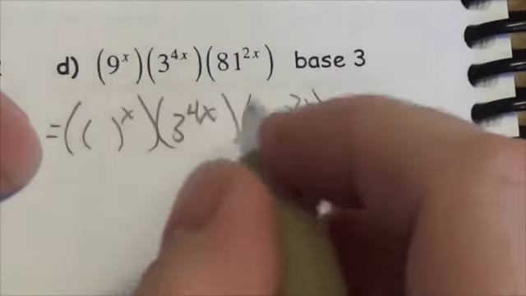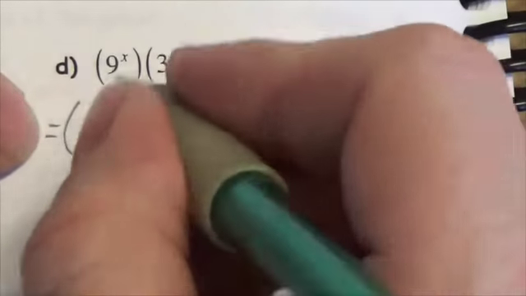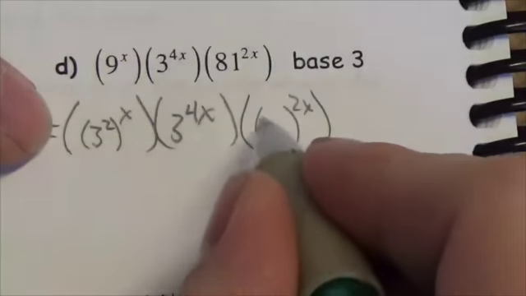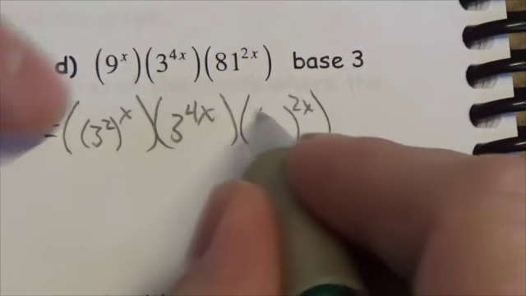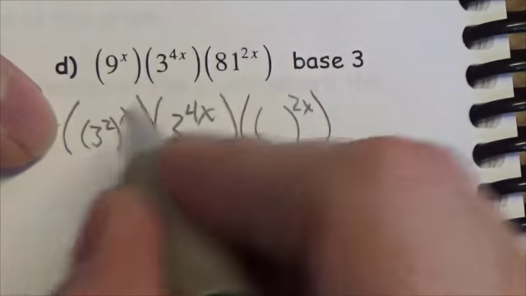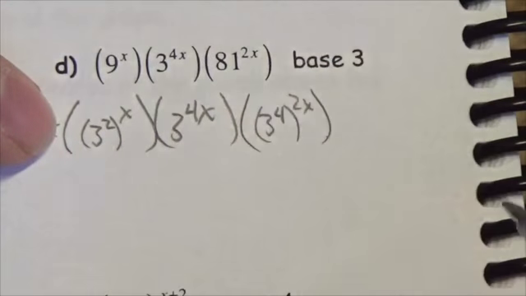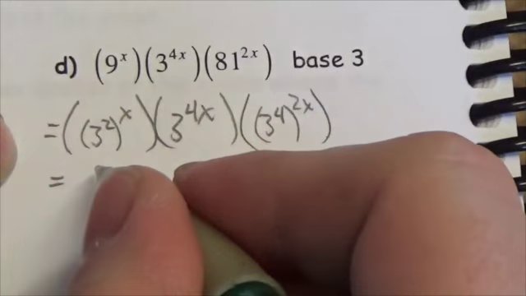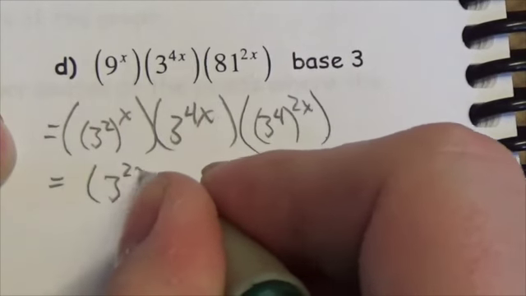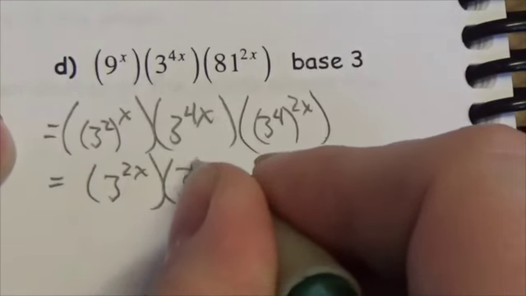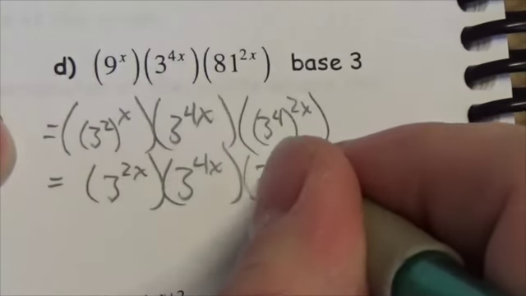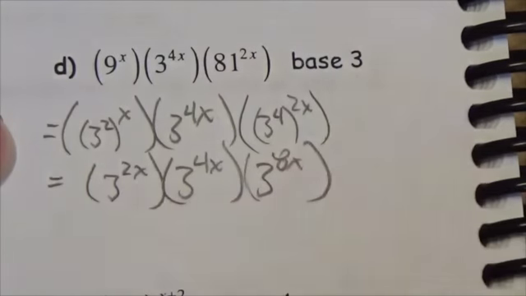Now I just got to be careful and figure this out here. Well, 9 can be rewritten as 3 squared. 81, well, 81 is 9 squared, and if 9 is 3 squared, this is going to be 3 to the 4th. And so now I can multiply the exponents together, so this becomes 3 to the 2x. Didn't have to do anything to that middle term, that was wonderful. But this one over here is going to become 3 to the 8x.